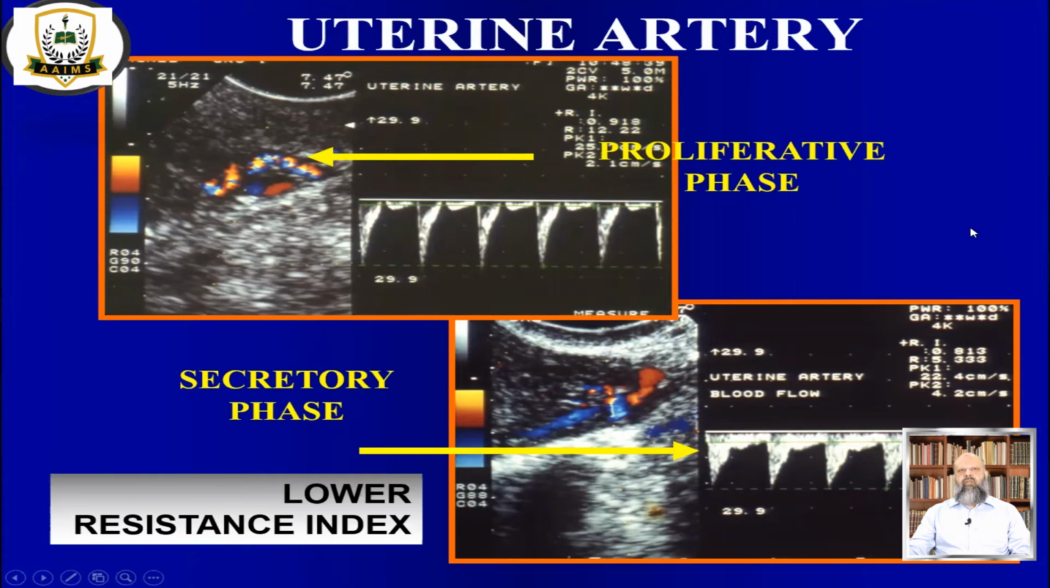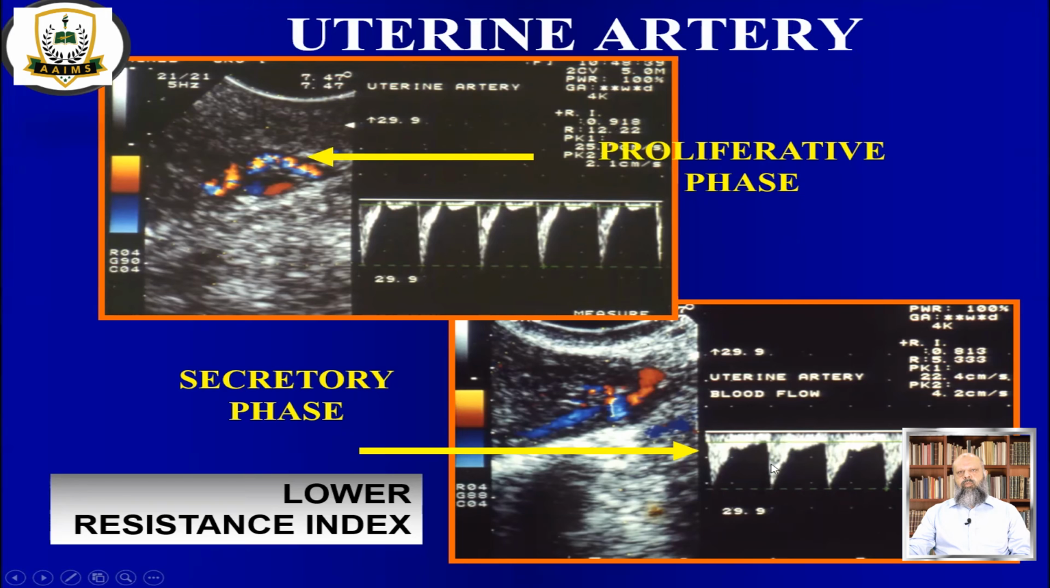In the proliferative phase, we will get this type of appearance. More resistance is there, with a 0.91 resistive index. Then comes the excretory phase. In the excretory phase, you can see the resistance is a bit changed. It is 0.81 as compared to the 0.91 which was in the proliferative phase.